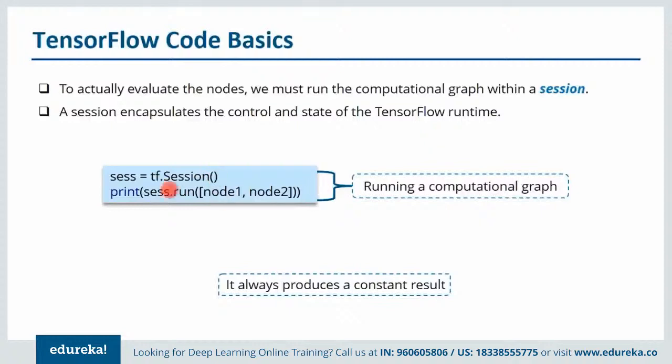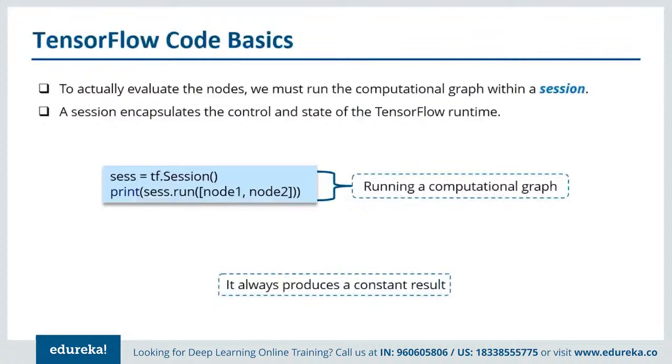Now the code that is there in front of your screen will create a session object, and then it invokes its run method to run enough of the computational graph in order to evaluate node1 and node2. And how does it do that? By running the computational graph in a session. So now let me show it to you practically how it happens.